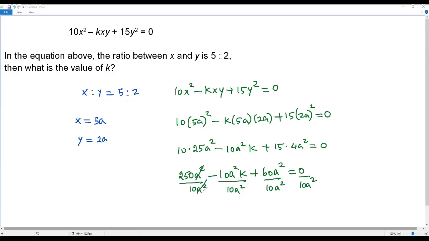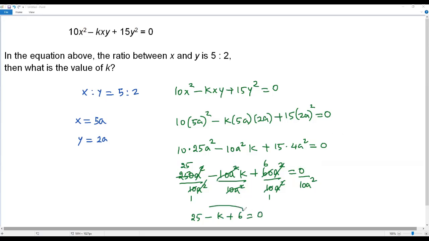So the a² will cancel out. 10 goes into 10 one time. 10 goes into 250 twenty-five times. This 10a² will cancel out, and here a² will cancel out. 10 goes into 10 one time. 10 goes into 60 six times. So now I'm getting 25 − k + 6 = 0, because when I divide 0 by anything, it's 0.